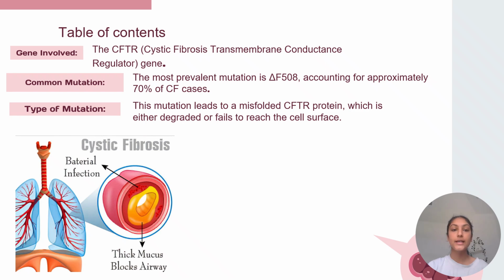We have a table of contents. So we have the gene involved, common mutation, and type of mutation. So CFTR, cystic fibrosis transmembrane conductance regulator gene. So the most prevalent mutation is F508, accounting for approximately 70% of CF cases. We have a type of mutation as well. You can see how bacterial infection and thick mucus block the airways. Let's move on.